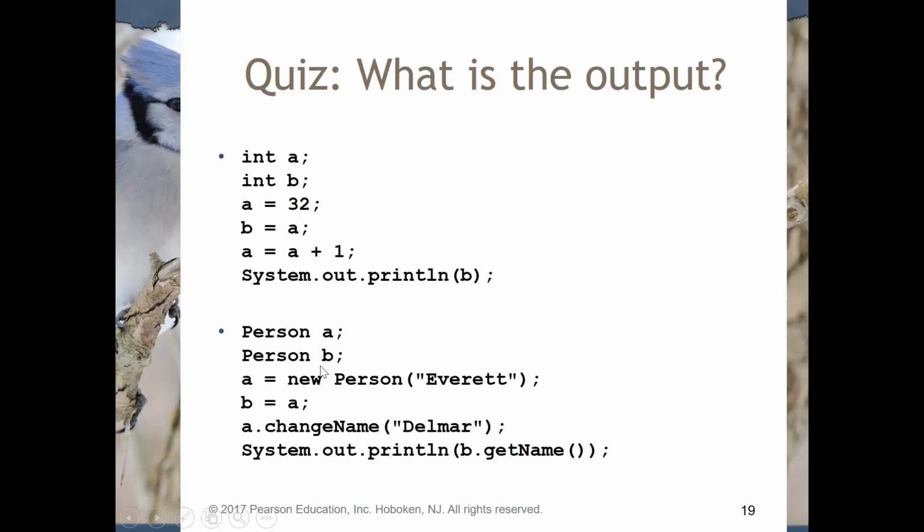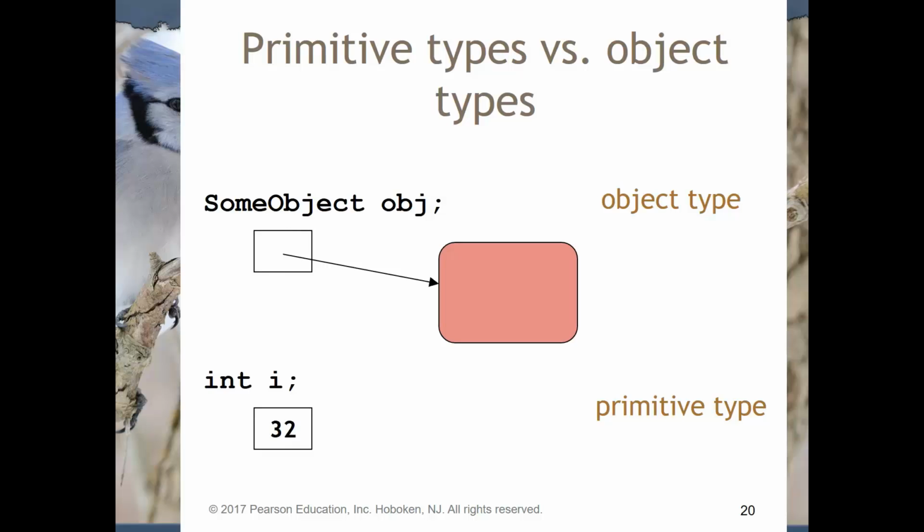So in other words here, you should have got the original value 32. Person a, person b, a equals a new person, b equals a, change name, Delmar, blah, blah, blah. b get name, what happens? In this case, you're not going to get what you expected. This is because when you work with objects, these are addresses, not the values. There's a different way if you're going to move them over, and you get a surprise. Okay? So we're going to go into this and have more description or discussion.